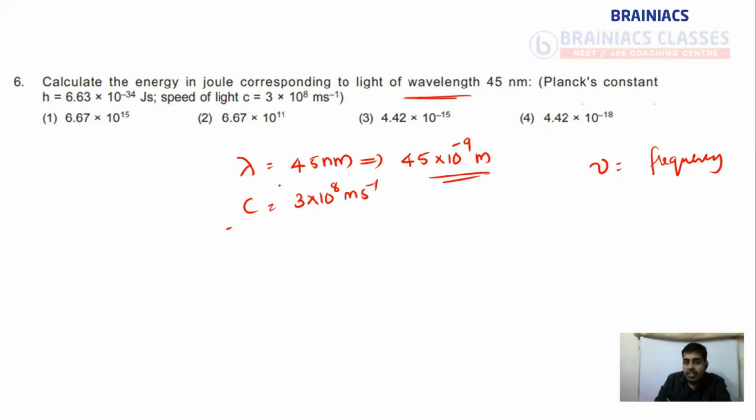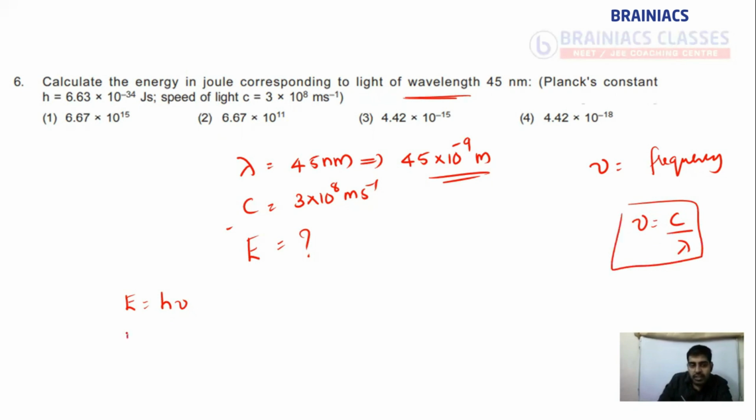So here wavelength of light is given, velocity of light is given, and we know the value of h. Okay, we have to calculate energy, right? We know that E is equal to h nu. According to Planck's quantum theory, E is equal to h nu. Now, what is the relation between nu and wavelength? Nu is equal to c by lambda, right? Now, substituting the value of nu here, E is equal to h c by lambda.